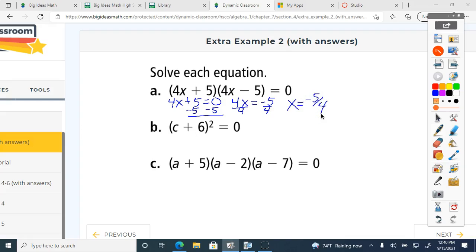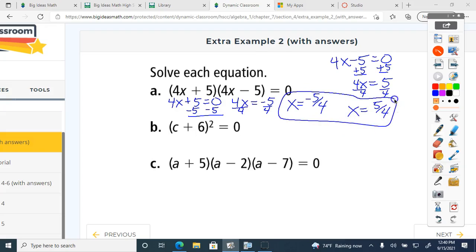Okay. The other answer, same process, 4x minus 5 equals 0. Let's switch the sign. But this time I add 5, right? So 5 added to both sides. 4x equals 5, divided by 4. So she is exactly right. The same answer, but this time it's what? It's positive 5/4. Okay? The rest of them, we can do like that.